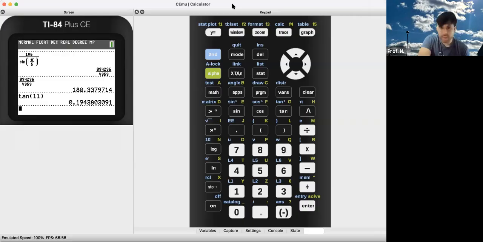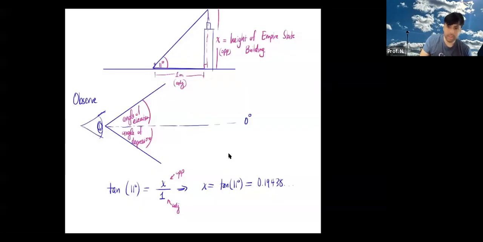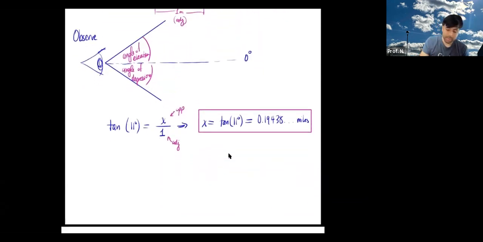The height of the Empire State Building, given this information, is approximately 0.19438. But just make sure you remember the units. The units here are miles. So we have 0.19 miles. That's approximately how high the Empire State Building is.